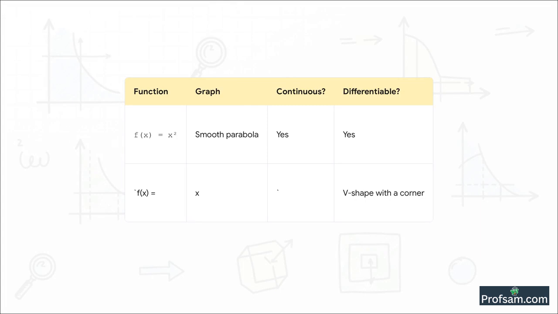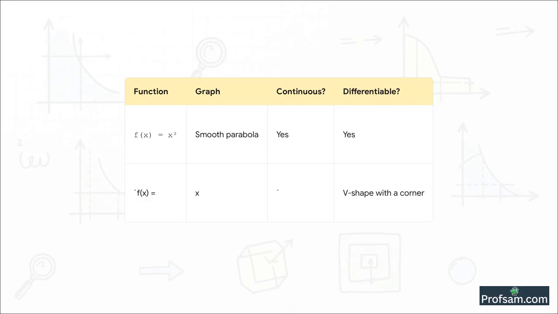First up, good old f(x) = x². This gives us that nice, familiar, smooth U-shaped parabola. It's continuous and, yep, it's differentiable everywhere. No problems here. But now let's look at the culprit, f(x) = |x|, the absolute value function.